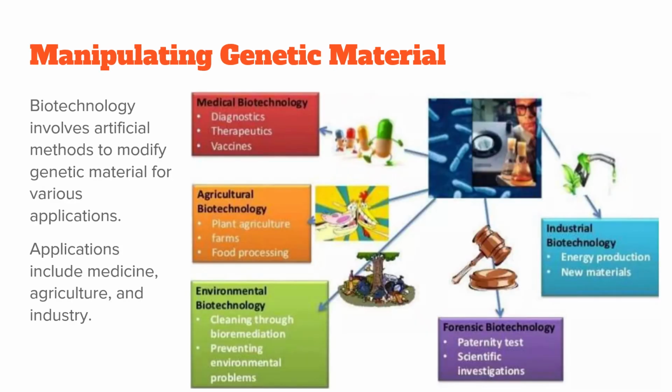Biotechnology is all about using artificial methods to modify genetic material for useful purposes. When you hear this word, think about the broad range of applications it has, from developing better medicines to engineering crops that resist pests, and even industrial uses like producing biofuels. The key idea is that scientists can now move beyond simply observing DNA. They can actively manipulate it, cutting, copying, and transferring it between organisms. This ability has opened the door to genetic engineering and cloning, which we'll explore in the rest of this section.